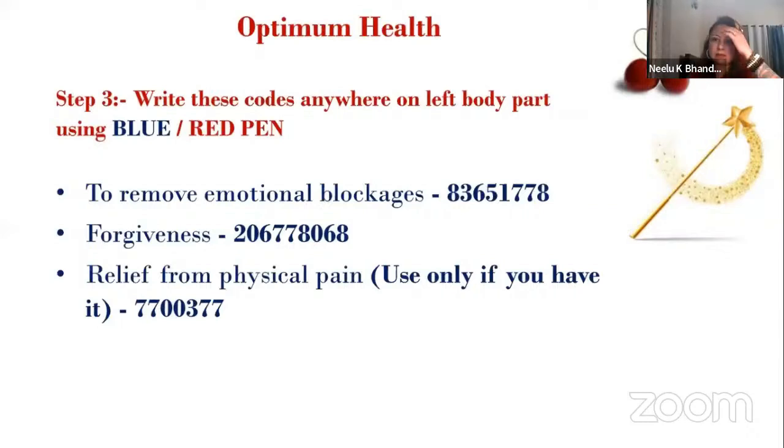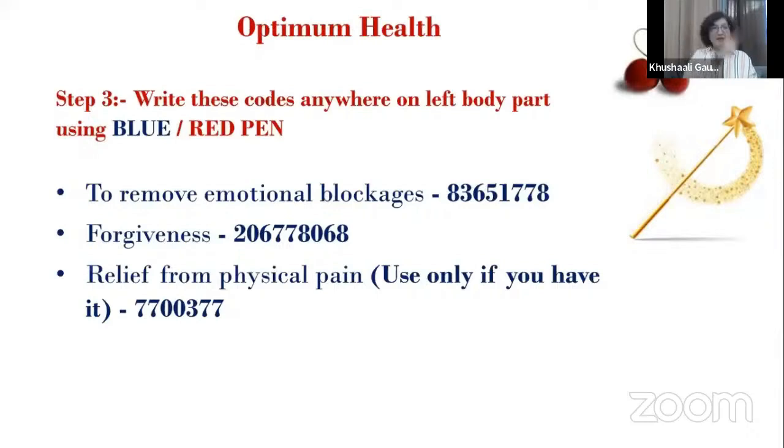Okay. So if that is not possible, let's say you are doing it on behalf of someone. There is a simple process to do on behalf of someone. Just make a circle using blue or red pen. Take a paper. If you are doing it on behalf of someone, take a paper, make a circle round. And within it, write these 3 number codes. Now it is for someone. So you have to mention that person's name, surname, and date of birth.